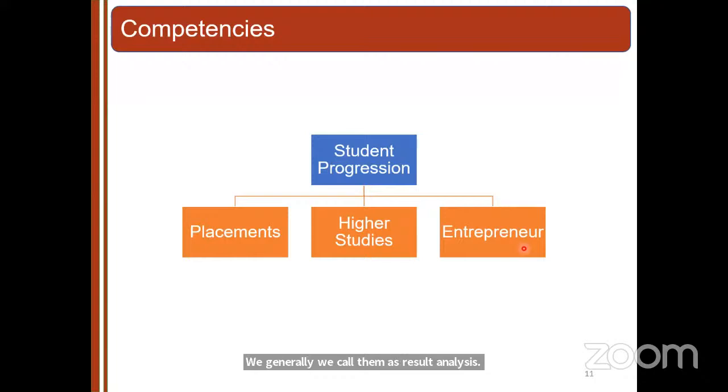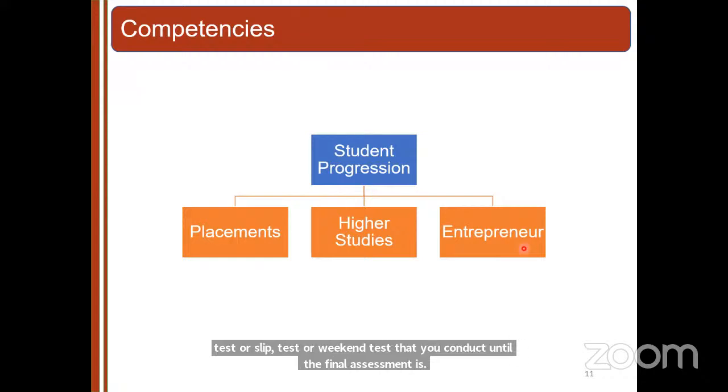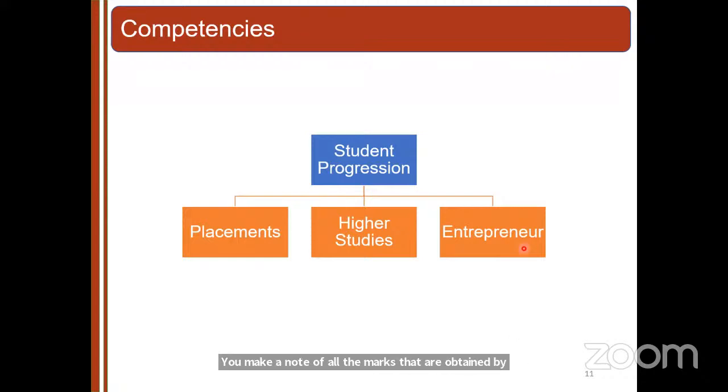So what you do is, from whatever small unit test or slip test or weekend test that you conduct until the final assessment test, you make a note of all the marks obtained by the students. You come up with some pie graphs and bar graph charts and show that this is your pass percentage. Greater than 90% is the pass percentage of my class. Now, honestly, tell me, in most of the courses that we take, we try to target at least 80, and we get an 80 percent pass percentage, and some of the faculty who take courses may even get 90 and more than 90 as well.